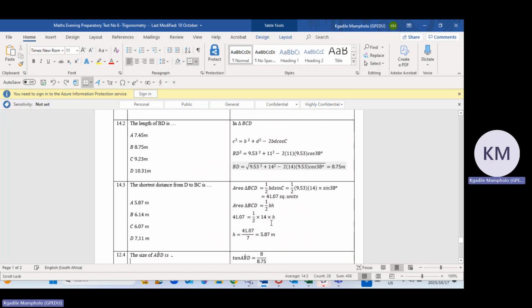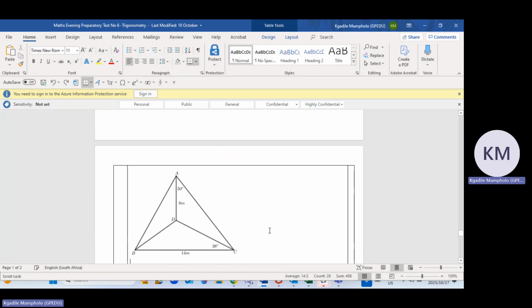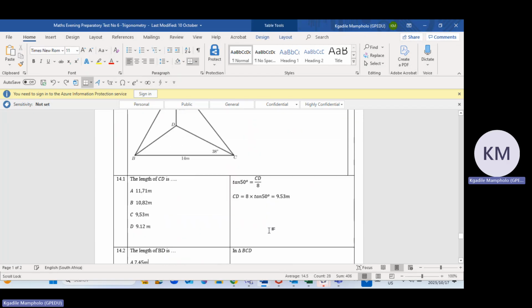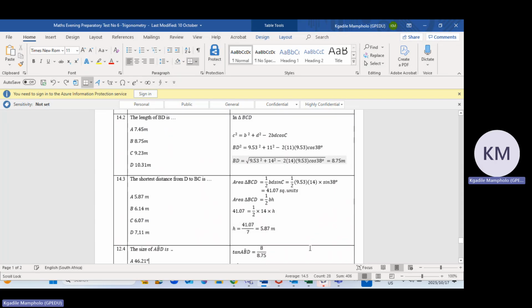From there, we say the area of a triangle is half base times height. If it's the shortest distance from D to BC, then BC will be our base, and our base we know is 14. Then you cross multiply there. Remember, half times 14 is 7, so you divide by 7. Then the height, the shortest distance, is 5,87.